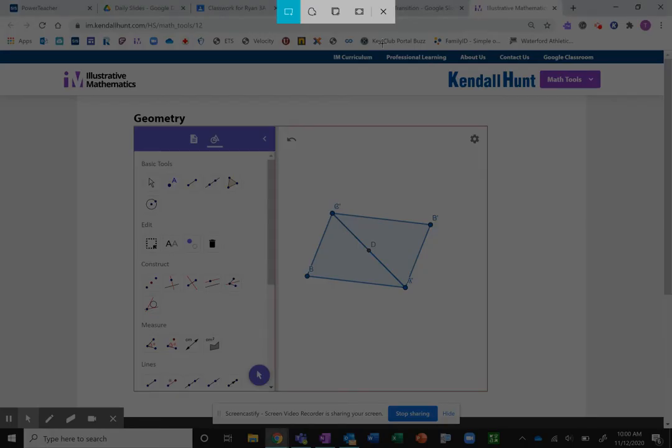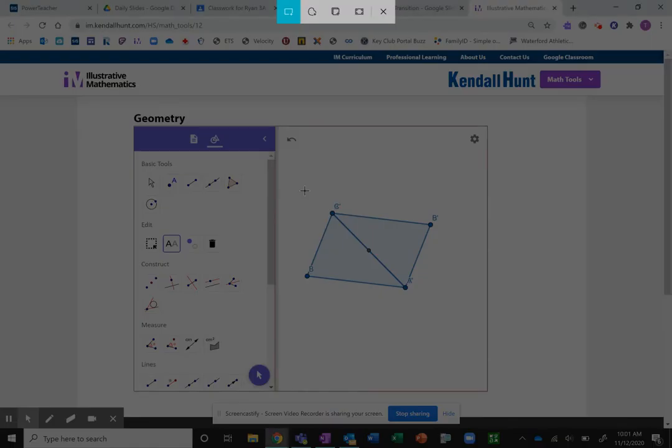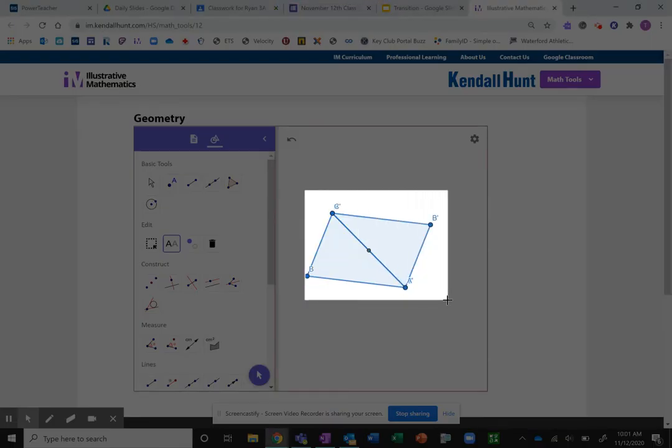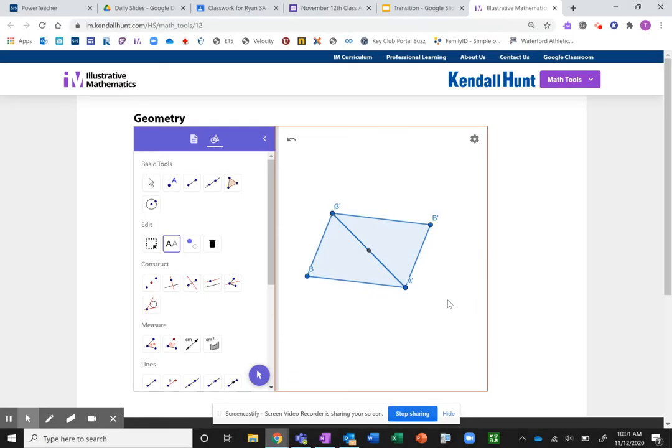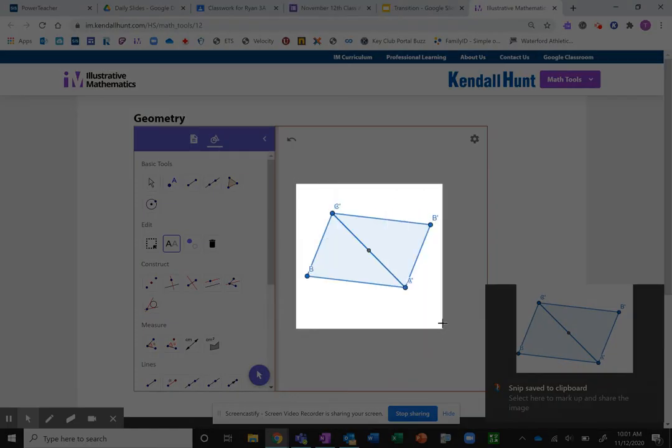Okay, actually, you know what? One thing before I do that is I'm going to click on this thing where it says edit, and there's the A and the A, and I'm just going to hide this label because it's kind of in the way. Okay, so now we're going to take a screenshot. Oh, that's so frustrating. I just missed the B. Okay, this is better.